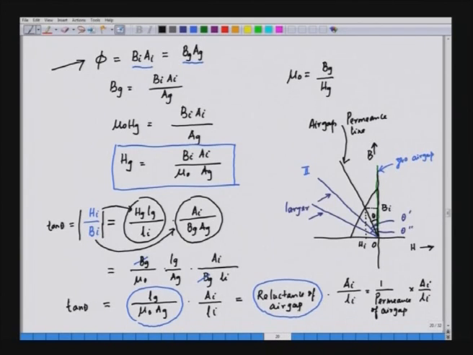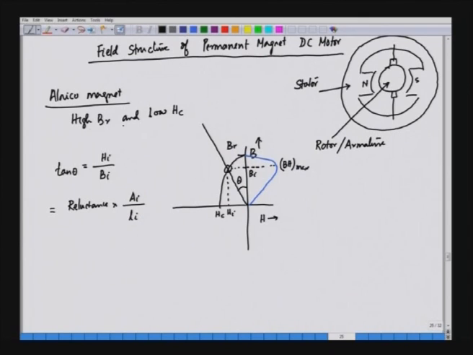Okay. Tan theta is equal to the reluctance of the air gap into Ai by Li, where Ai is the cross-sectional area of iron and Li is the length of iron. Now, if we have a ferrite magnet, it has a high Br and a low Sc. Br is fairly high and Sc is very low.